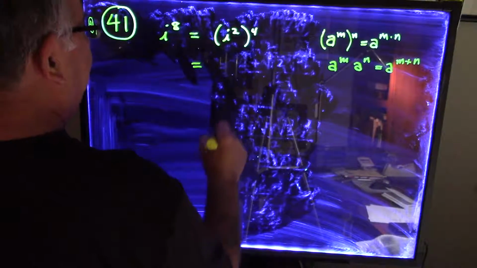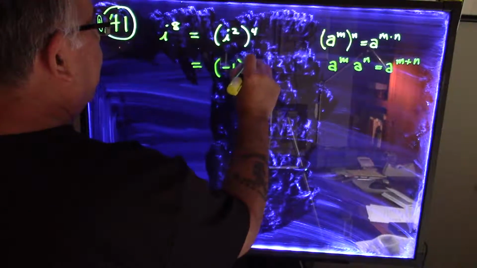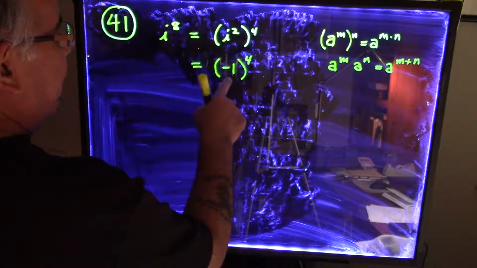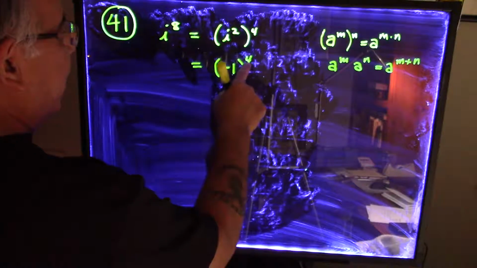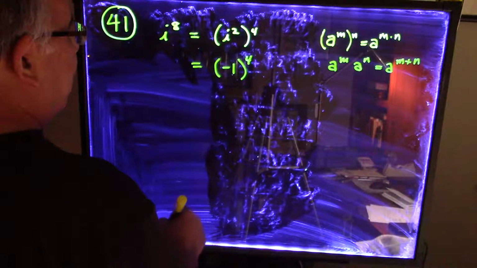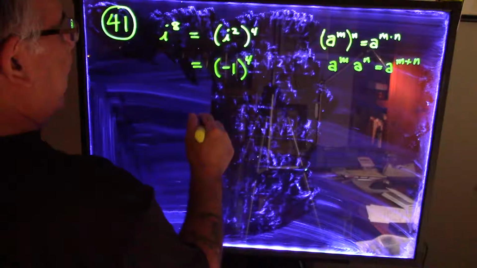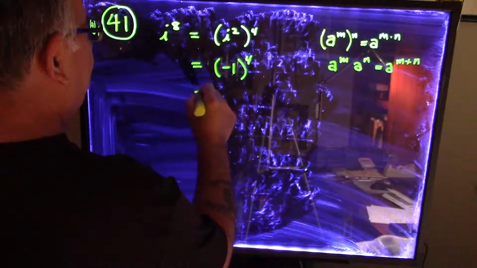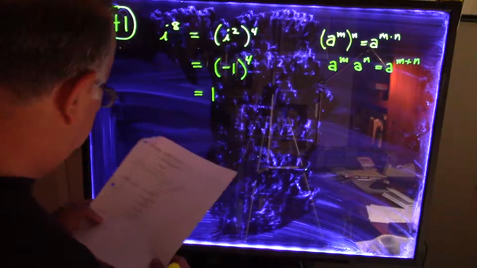So i squared is -1 to the fourth. Now the fourth is an even power, so that is going to become +1. Anything negative raised to an even power becomes positive. Just write it out and see: -1, -1, -1, -1. That's equal to +1. And there you go.